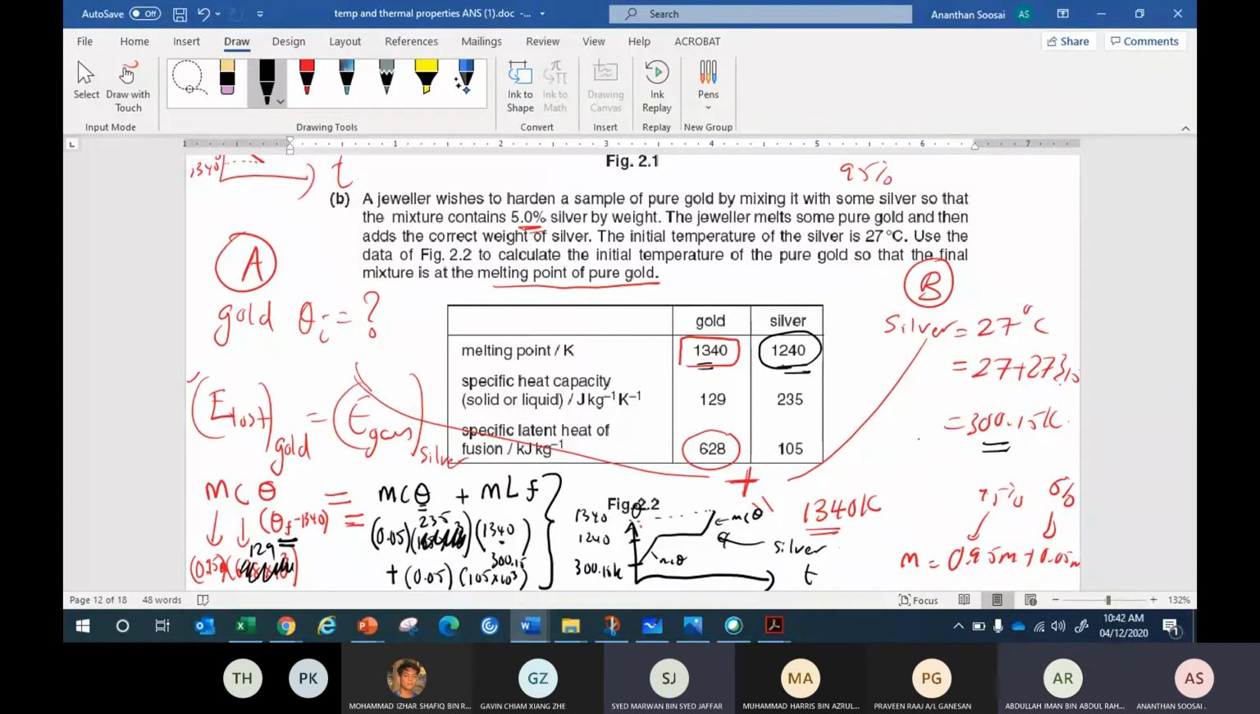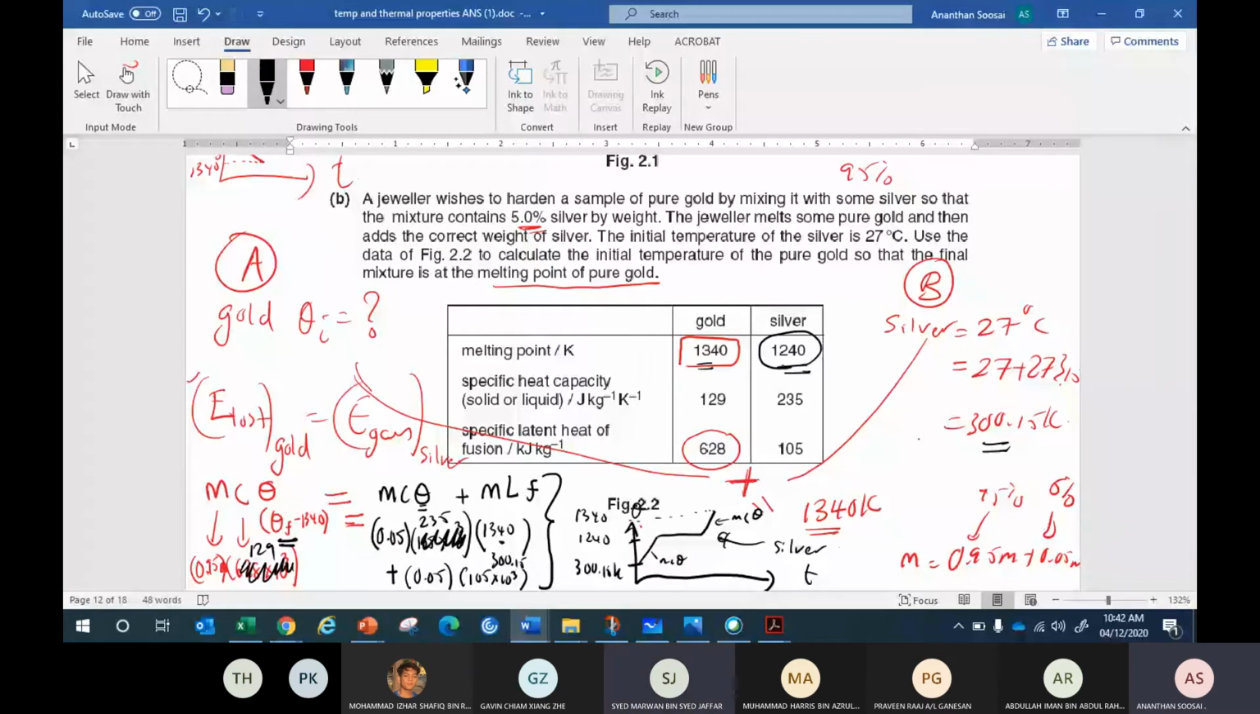So this is a tricky question. Body A is connected with body B thermally, but what happened? The mass is given in terms of percentage. So you should know how to write it. If they give it in percentage, you can write it in fractional format. 5% you can write as 0.05, 95% you can write as 0.95.